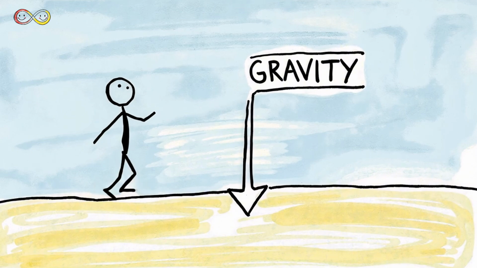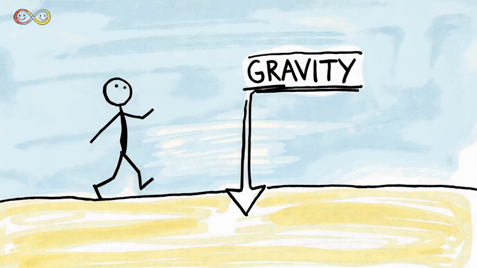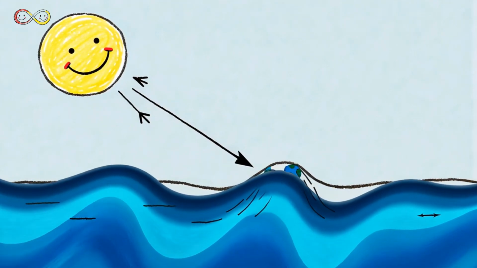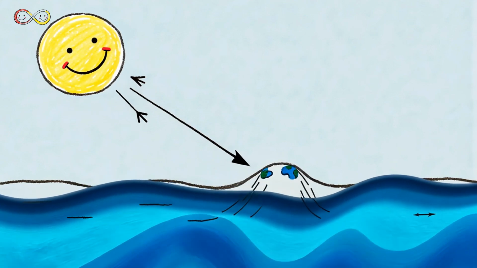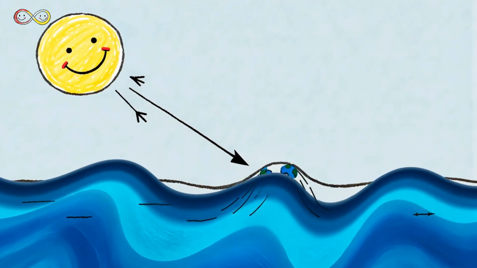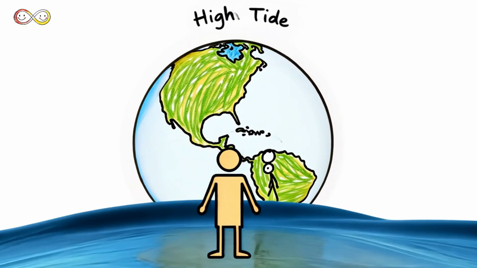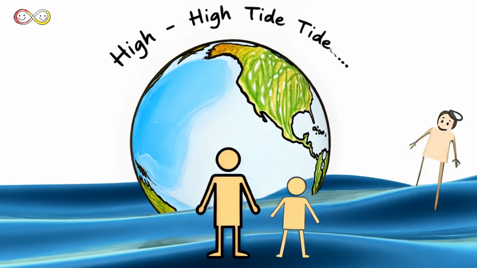The answer lies in something invisible but super powerful: gravity. Gravity is the force that pulls things toward each other. It's why we stay on the ground instead of floating away. But gravity doesn't just pull things down. It also works across space. The moon has gravity too, and it pulls on Earth's oceans, making the water rise up. That's what causes tides. Where the moon's gravity pulls the ocean, the water rises up.